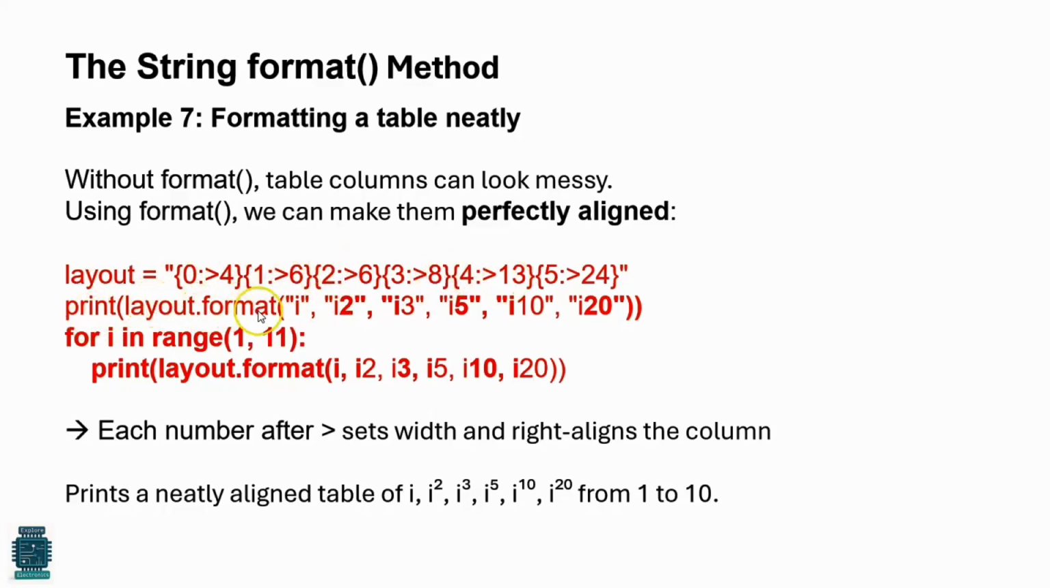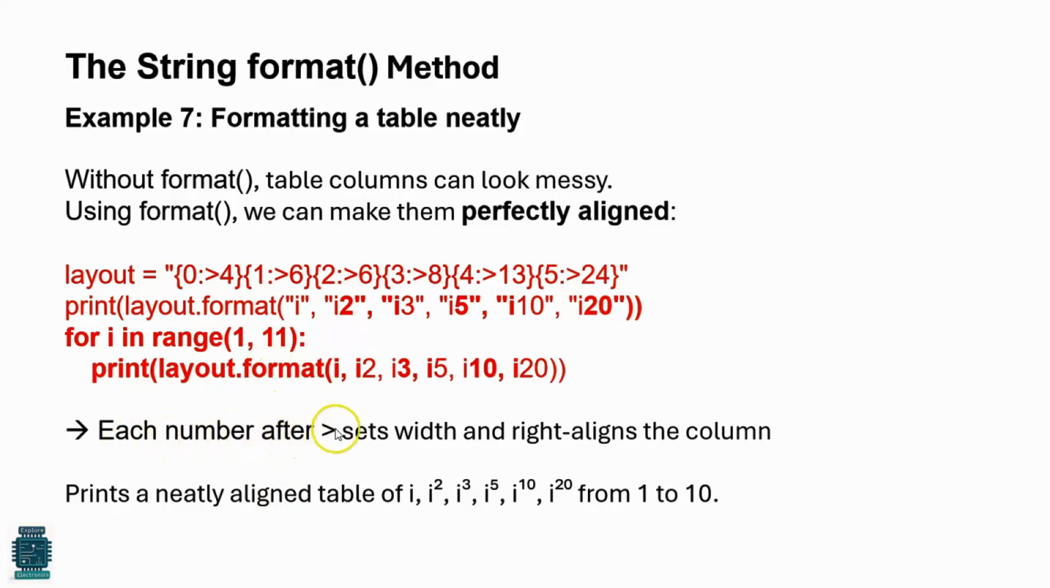And print layout.format(i square, i cube, i**5, i**10, i**20), for i in range 1 to 11, which means it will take 1 to 10. Here it will calculate and print a neatly aligned table of i square, i cube, i power 5, i power 10 and i power 20 from the range given, 1 to 10. Very clear?